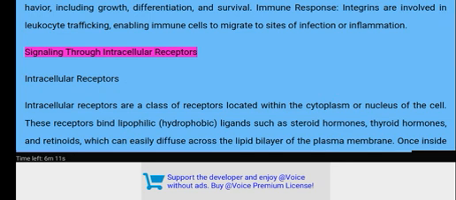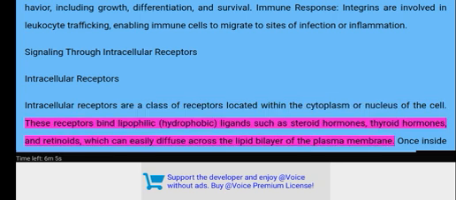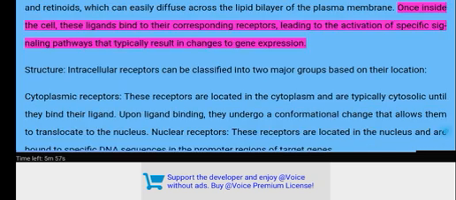Signaling through intracellular receptors. Intracellular receptors. Intracellular receptors are a class of receptors located within the cytoplasm or nucleus of the cell. These receptors bind lipophilic, hydrophobic ligands such as steroid hormones, thyroid hormones, and retinoids, which can easily diffuse across the lipid bilayer of the plasma membrane. Once inside the cell, these ligands bind to their corresponding receptors, leading to the activation of specific signaling pathways that typically result in changes to gene expression.